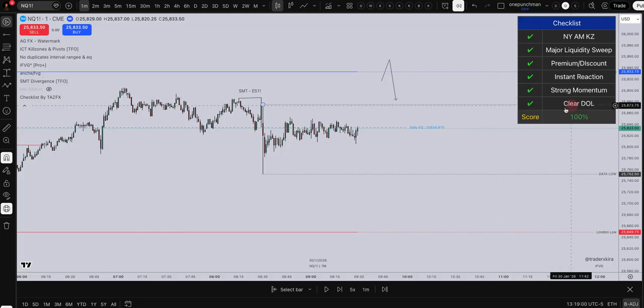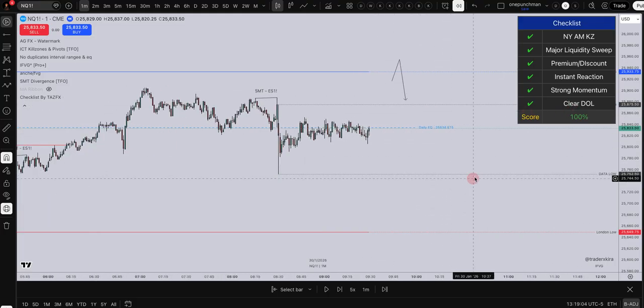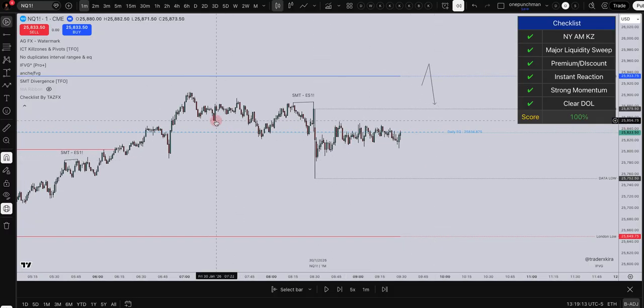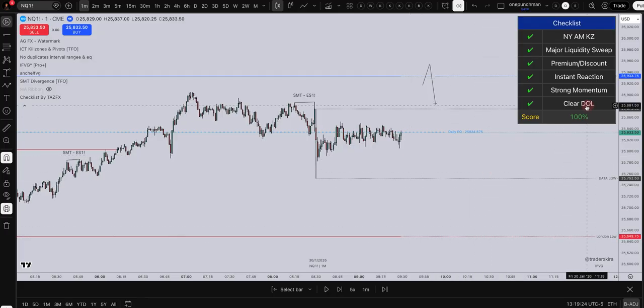The clear drawn liquidity, well, in this case, if we go higher, the liquidity is the data low, for example, the daily EQ. We can see the daily EQ has been holding an amazing S/R level throughout the day, which is pretty amazing. I always talk about the daily EQ being an important level. You can even take longs from it, which I'll show you what I did today with that. And then in terms of the London low, there's another clear drawn liquidity. So the liquidity levels are there. We just now need to wait for instant reaction and strong momentum.